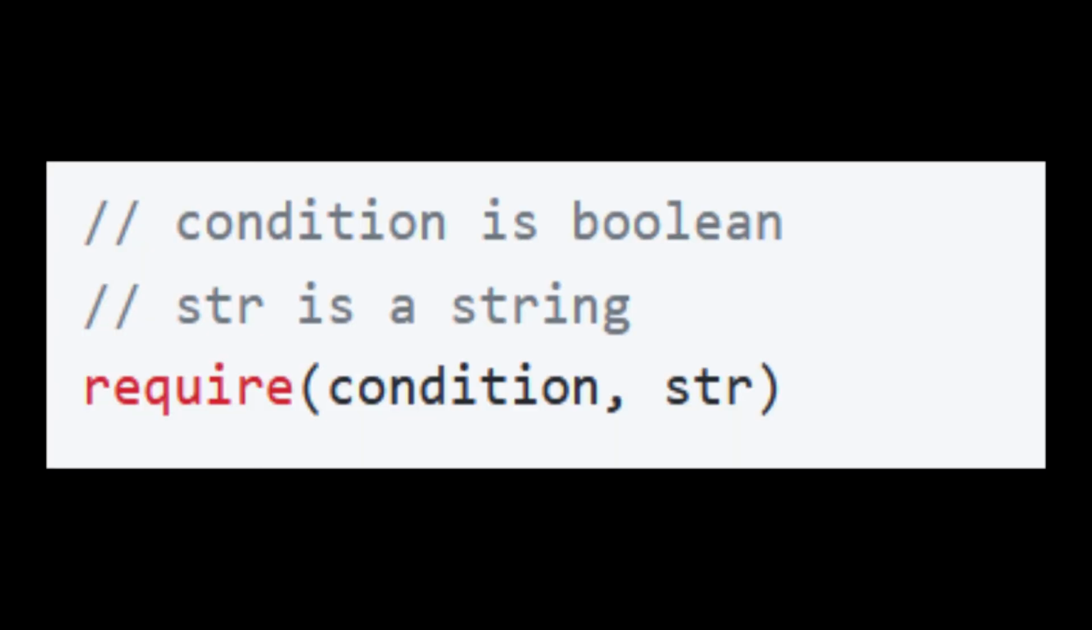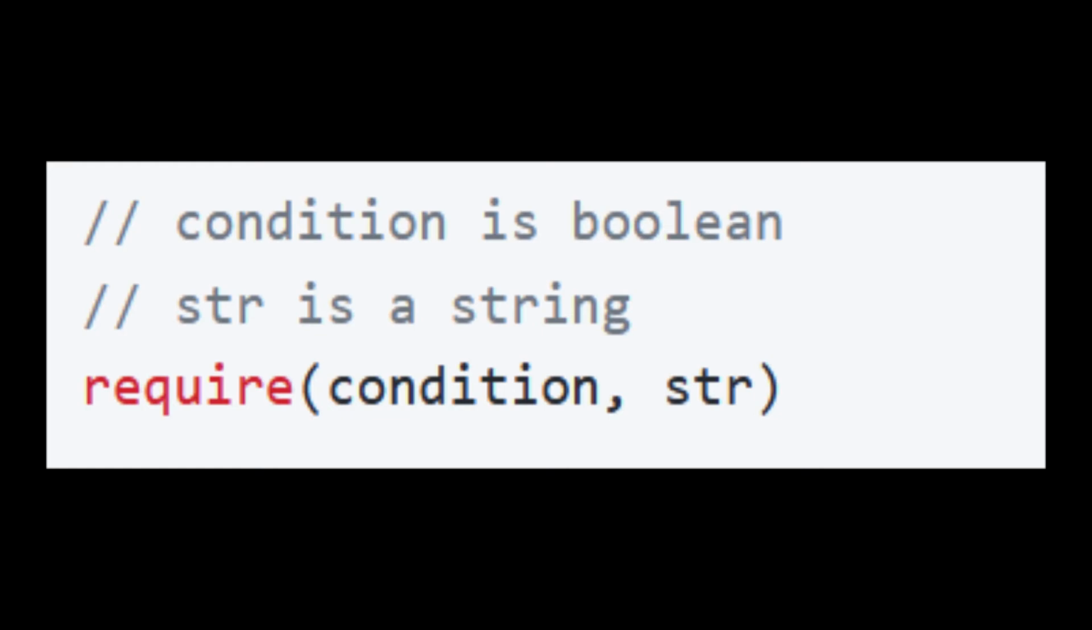The next thing that we'll be going over is consider having short revert strings. In this code snippet, we have condition, which is a boolean, and str, which is a string. With the require function, you usually have both of them, a condition and a string. And for this, make sure your reason string takes at most 32 bytes. If it's more than 32 bytes, this will become very expensive.